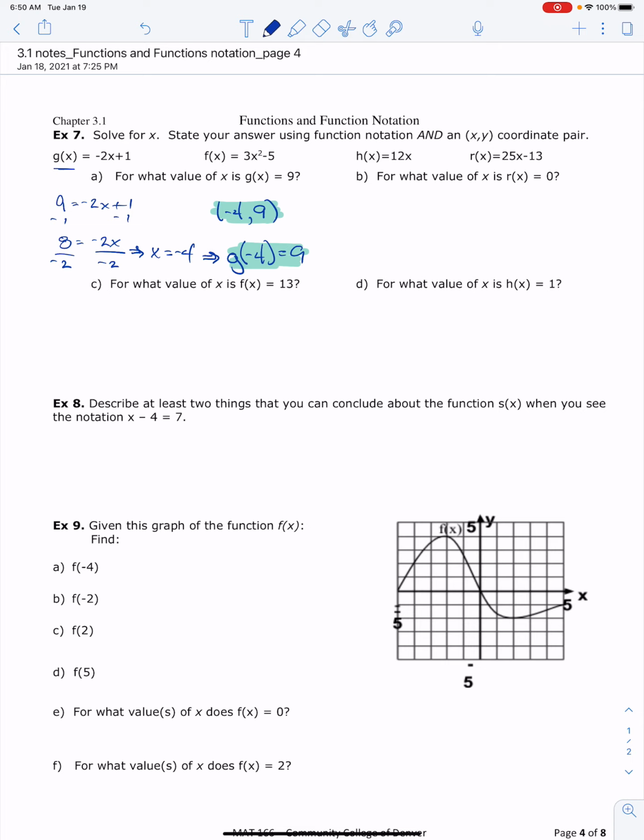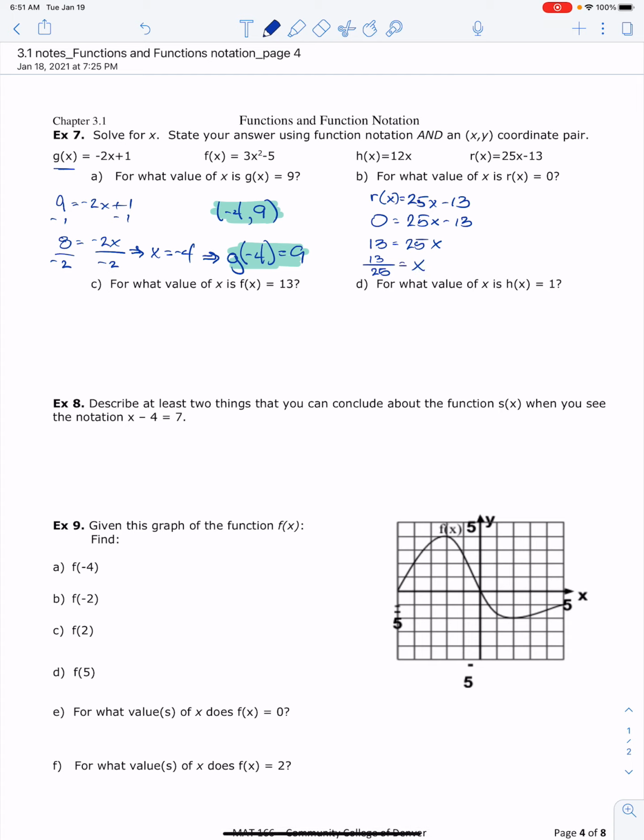This would be a good time to pause if you wanted to try B on your own, and then come back and I will walk through it with you. So we want the value of x that makes r of x equal 0. So r of x looks like this, 25x minus 13. We want r of x to be 0. So 0 equals 25x minus 13. We're going to add 13 to both sides, and then we're going to divide by 25.